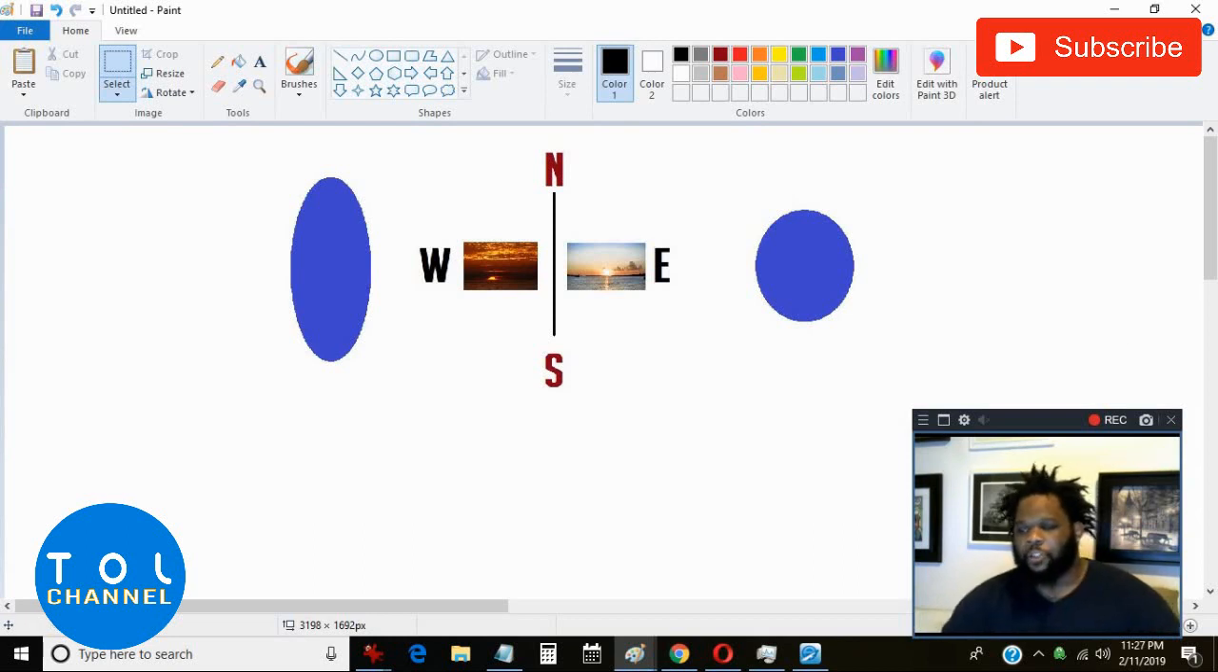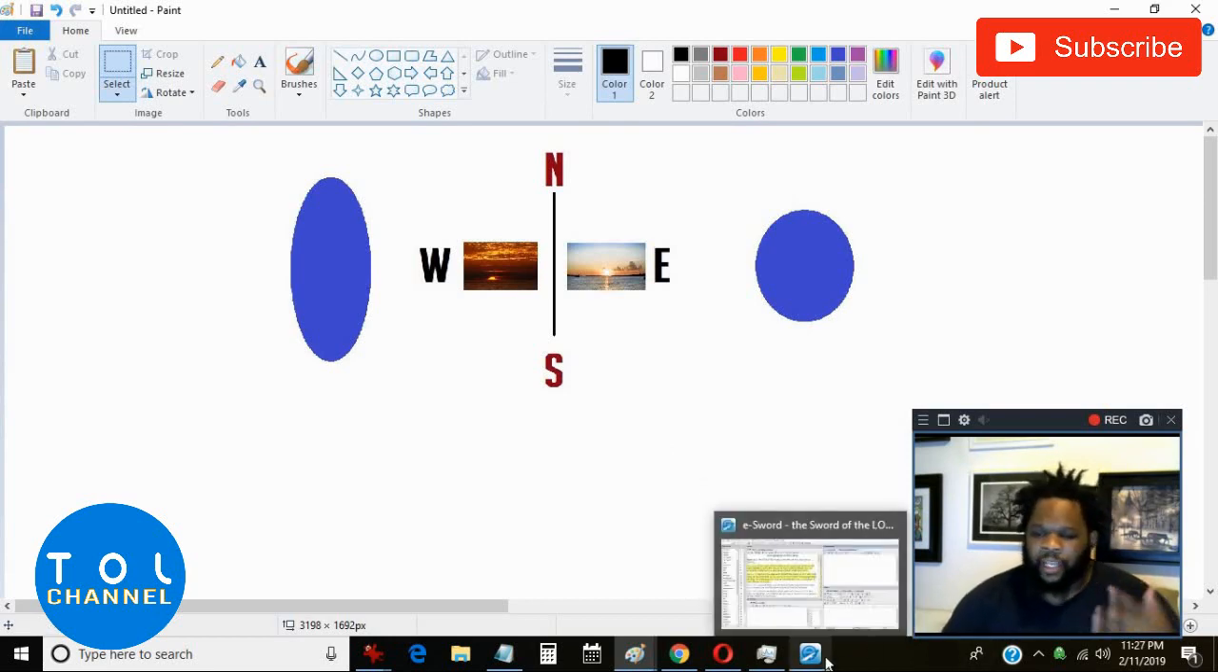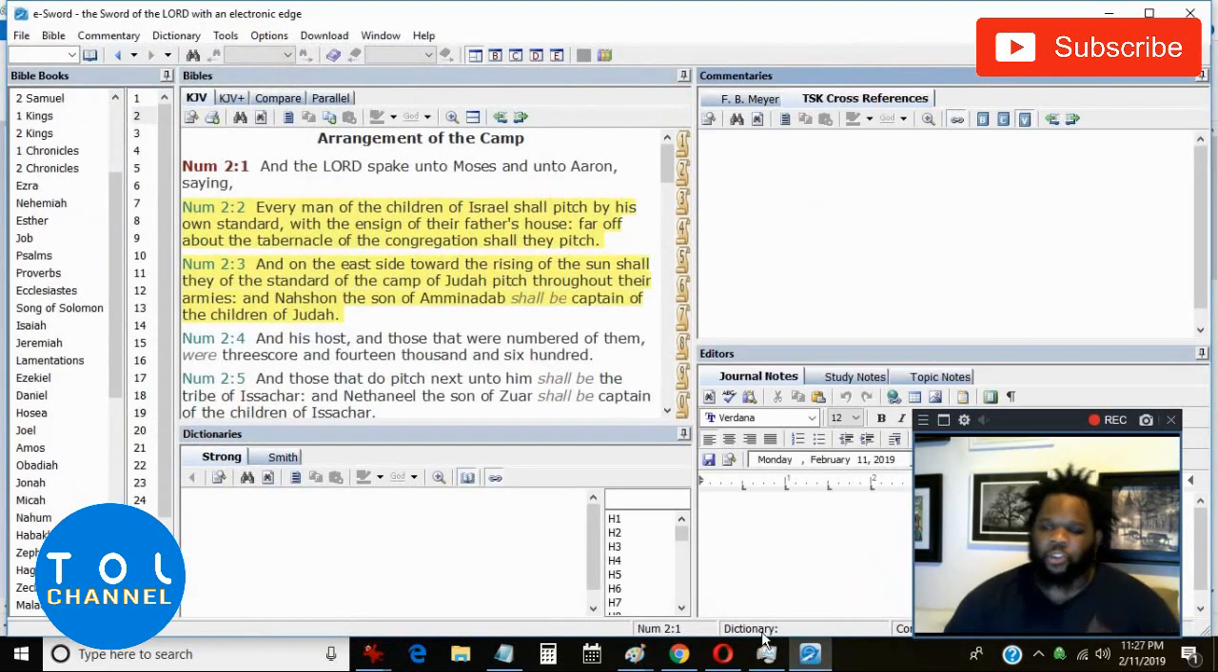So we're gonna go to Numbers 2. This barely has anything to do with what I'm going to get into, but it's just to start off so we can get a good grasp of what we're talking about. So Numbers 2:2, this is when we're in the wilderness before we even crossed any Jordan. This is us in the wilderness after the Red Sea.